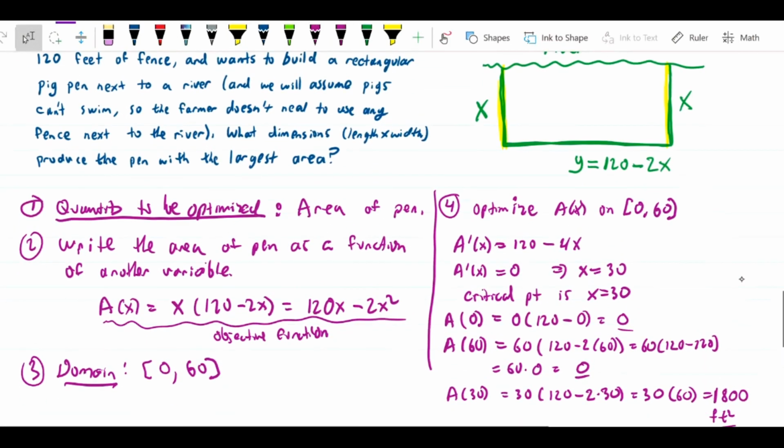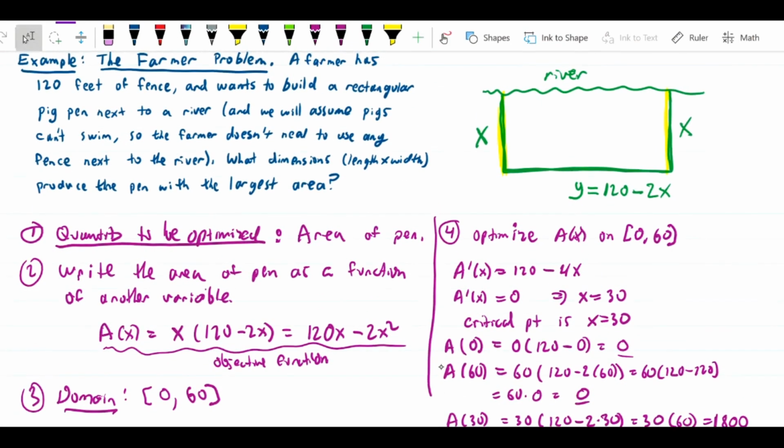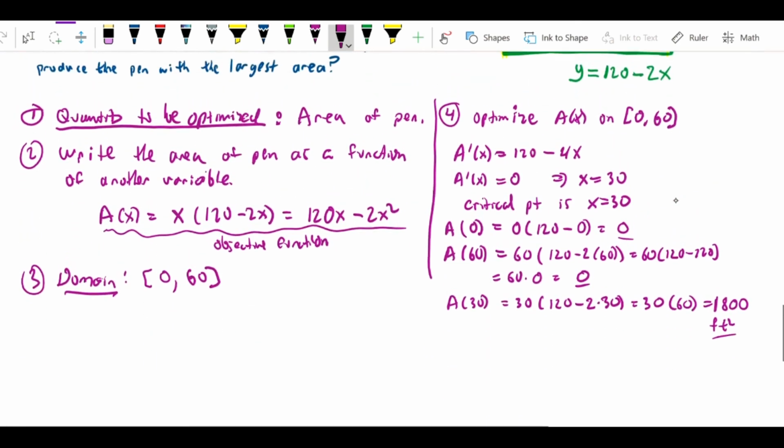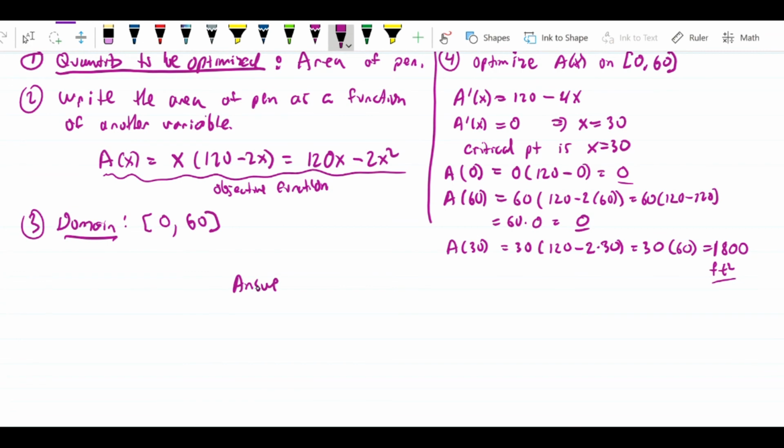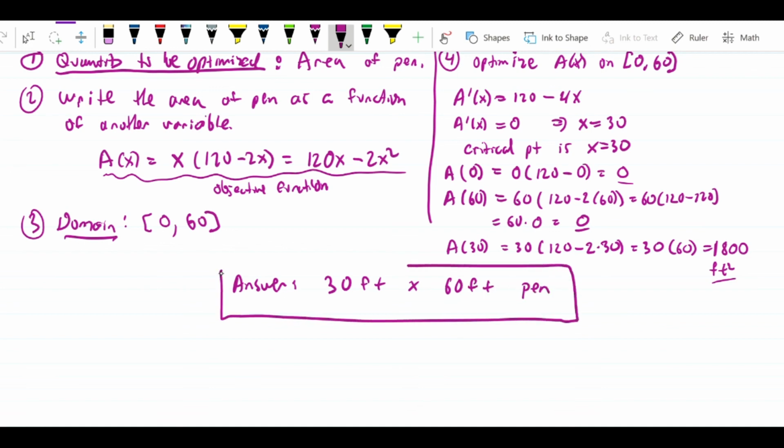So what we want is a pen constructed where the x dimension is 30 feet. We also know that we're being asked what the dimensions, length by width, are, and we can see that the width is going to be 120 minus 2x. So if I take 120 minus 2 times 30, that gives me 60. So the answer is that the dimension is a 30 feet by 60 feet pen. That's what the farmer should build.